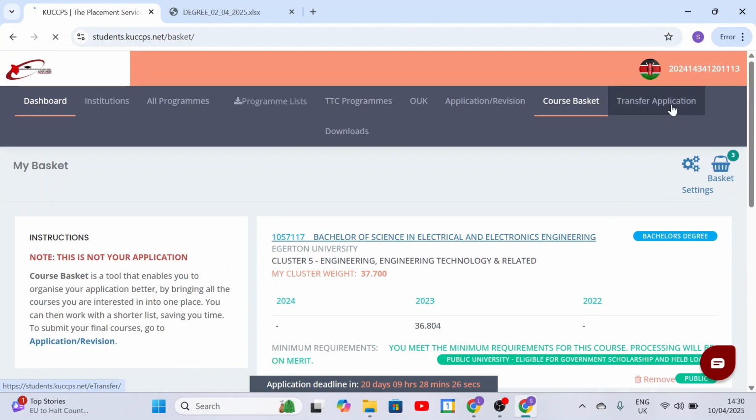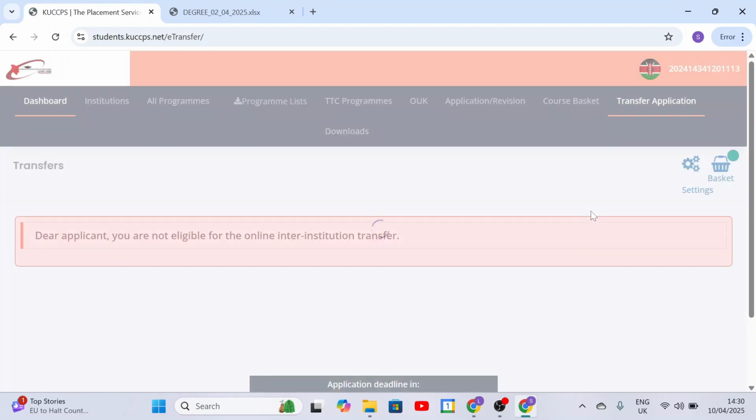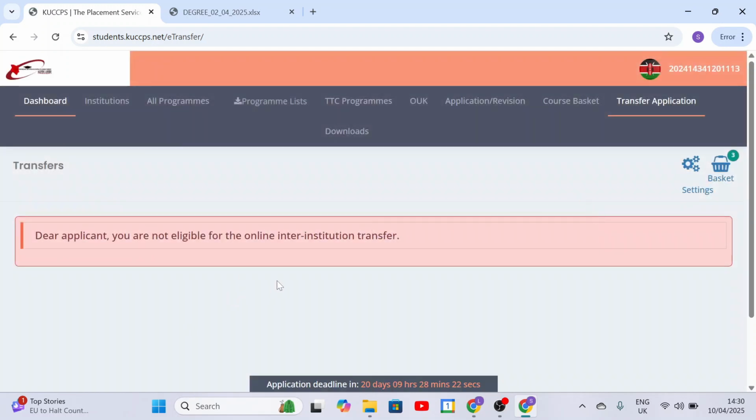So then finally, we have the transfer application table here. The applicant, you're not eligible for the online interinstitutional transfer simply because we are not yet there. We are not yet there. The transfer application window has not been opened. But I will show you an example at the end of this tutorial of a certain candidate who went on to apply, failed to get whatever he wanted, went on to apply for the interinstitutional transfer and was actually successful, and the pros and cons of going that route.